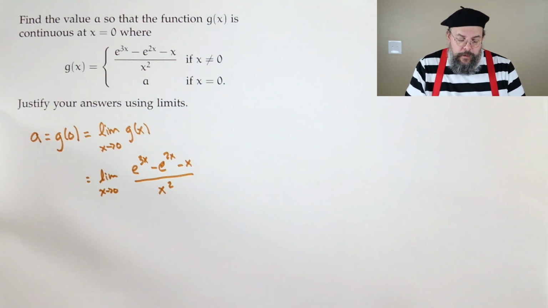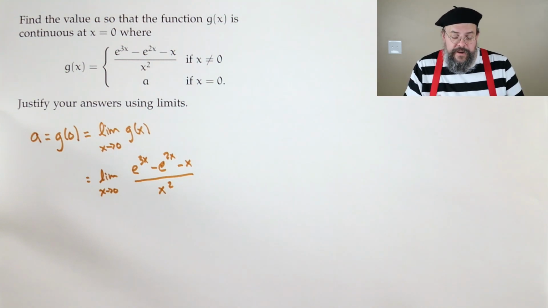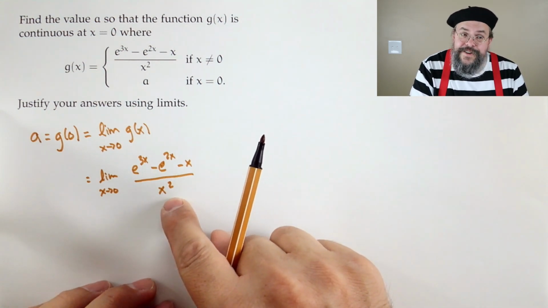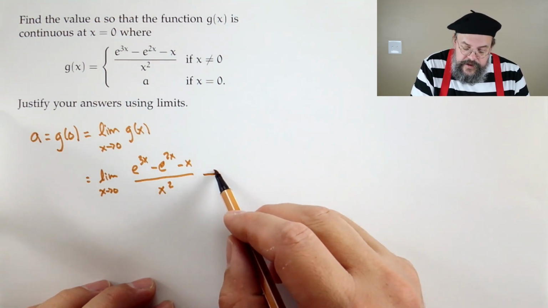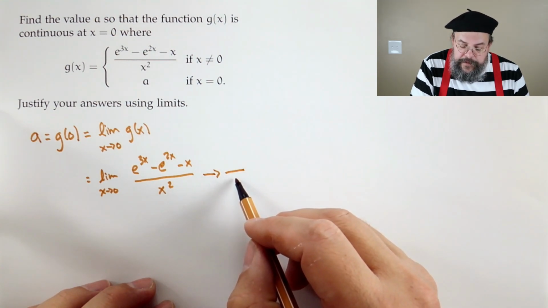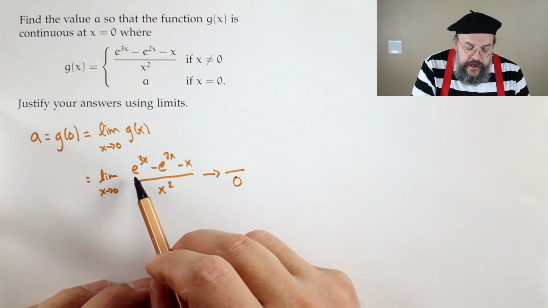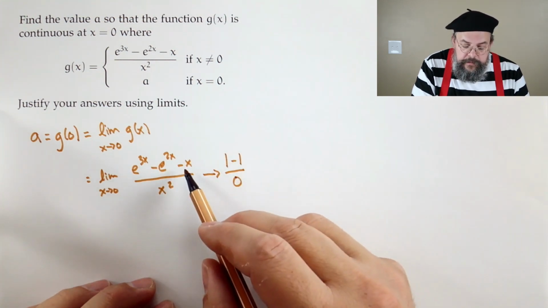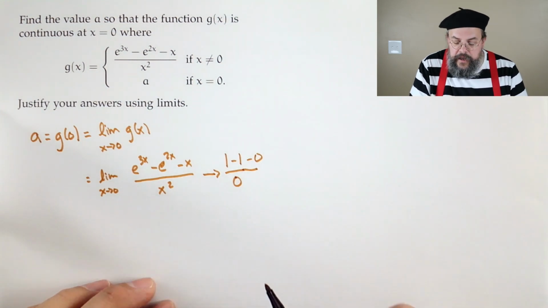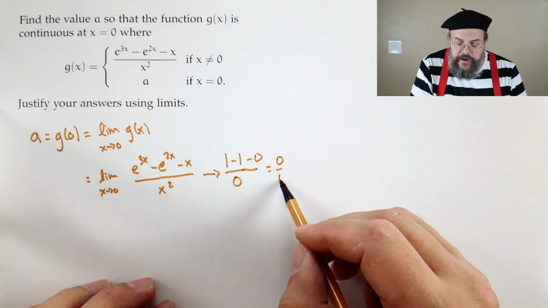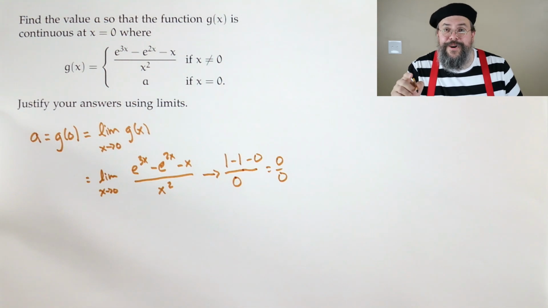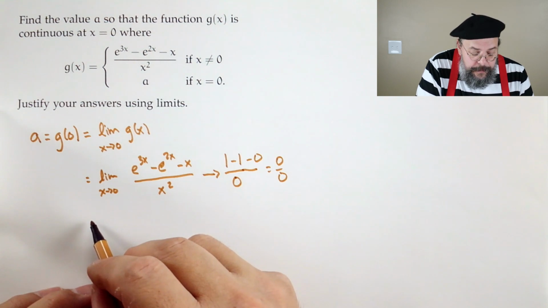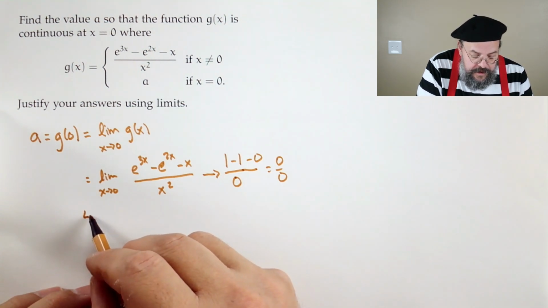What's our limit? Well, we do what we always do. We say, well, plug in 0. And we see downstairs, 0 squared. That's sort of a sign we might have a little bit of work ahead for us. 0 squared is 0. E to the 0, 1. E to the 0, still 1. And then 0 is 0. Okay, so we're going to 0 over 0, which means, of course, more work. All right, and our more work is l'hôpital, l'hôpital, mon ami.